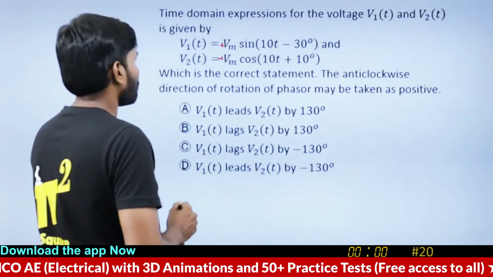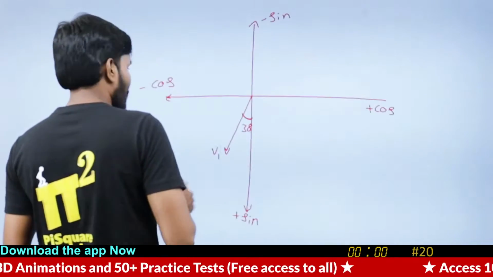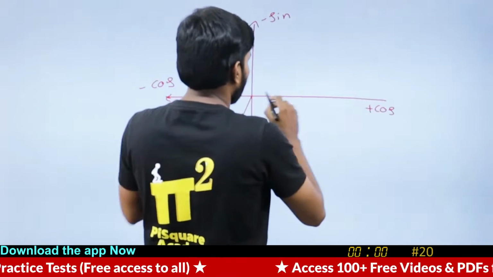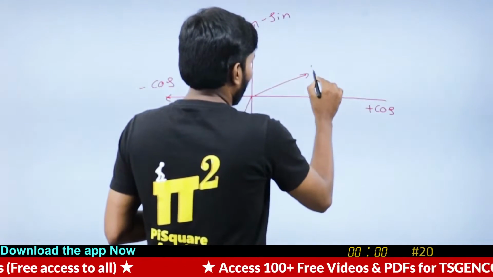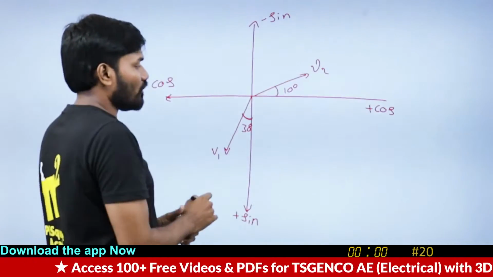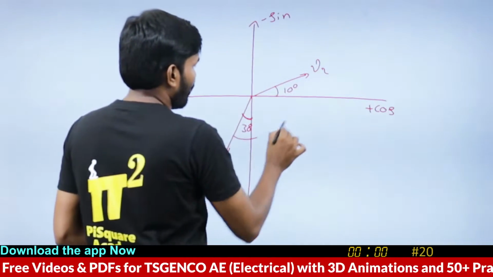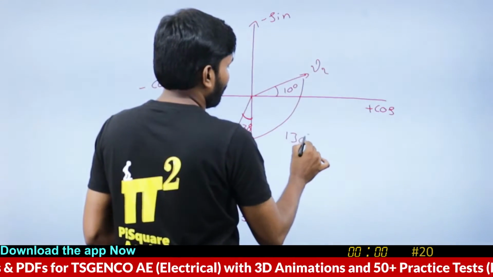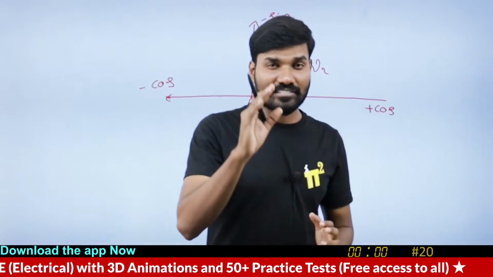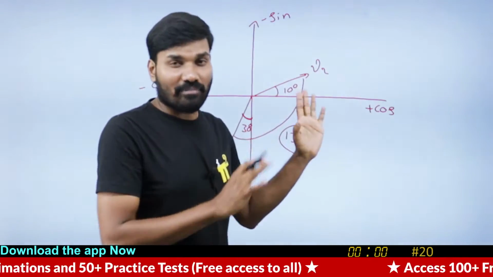Now coming to V2. V2 is plus cos plus 10 degrees. This is plus cos. Minus is lagging, plus is this way. So this is V2, 10 degrees. Now the angle between these two is how much? 90 plus 10, 100, plus 30, 130 degrees.